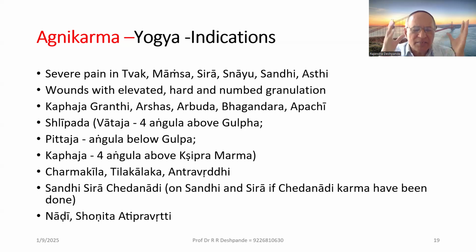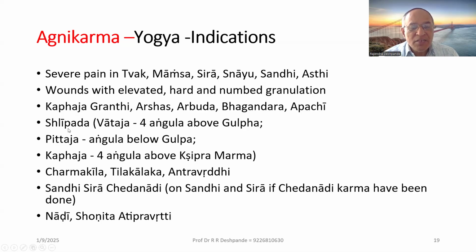Whenever there is tremendous pain, to relieve that pain, we can do the cautery. It's like an analgesic treatment. Then we can do Agni Karma in wounds which are elevated, hard, and have numbed granulation. These wounds can be treated by Agni Karma. Kaphaja type of granthi, that is a tumor, Arsha, piles, Arbuda, tumors, Bhagandara, fistula in ano, and Apachi, like lymphadenitis. In all these cases, Agni Karma is definitely useful.